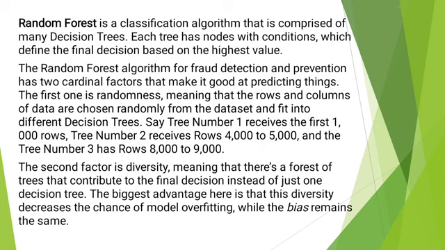Say tree number 1 receives the first 1000 rows, tree number 2 receives rows 4000 to 5000, and tree number 3 has rows 8000 to 9000. The second factor is diversity, meaning that there is a forest of trees that contribute to the final decision instead of just one decision tree. The biggest advantage here is that this diversity decreases the chance of model overfitting while the bias remains the same.